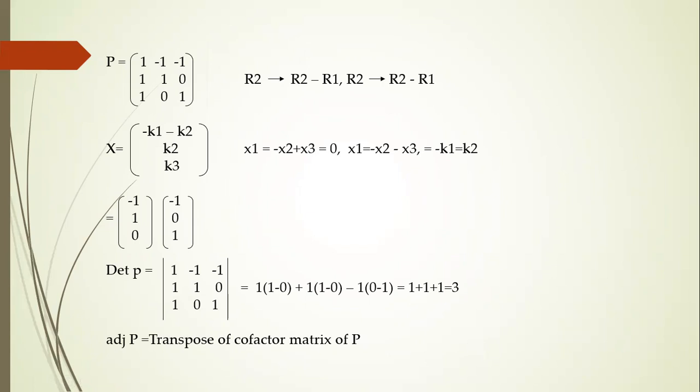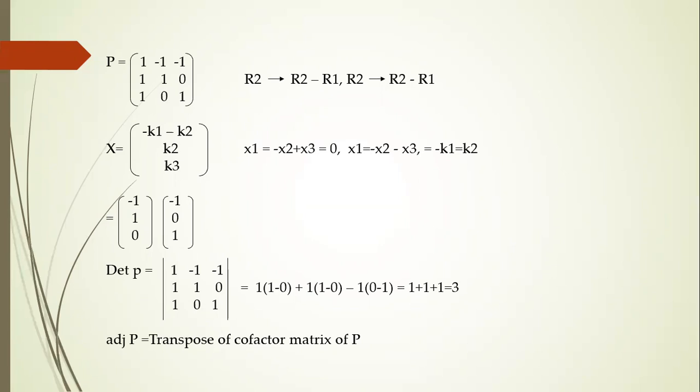Here we got the set of eigenvectors. Let it be matrix P. P is the matrix with rows (1, minus 1, minus 1), (1, 1, 0), (1, 0, 1). X equals [minus k1 minus k2, k2, k3], which is k2 times [minus 1, 1, 0] plus k3 times [minus 1, 0, 1].